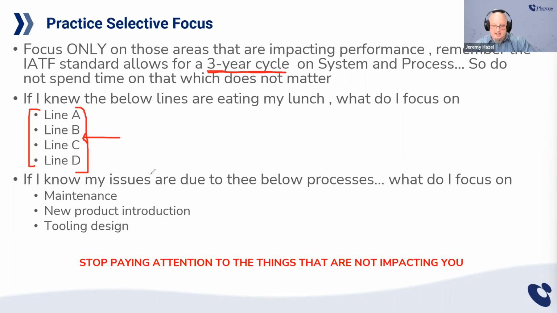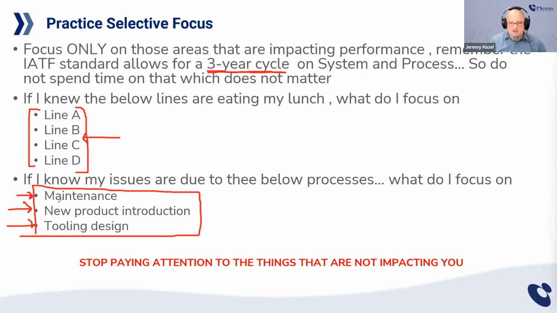Now, the other thing, if I know the issues are due to processes, like in my example, clearly maintenance, I might have some questions around NPI, and I might have some tooling design. These are the systems that I audit. Notice these are my system processes. And how many times should I audit them? Until we get it right.